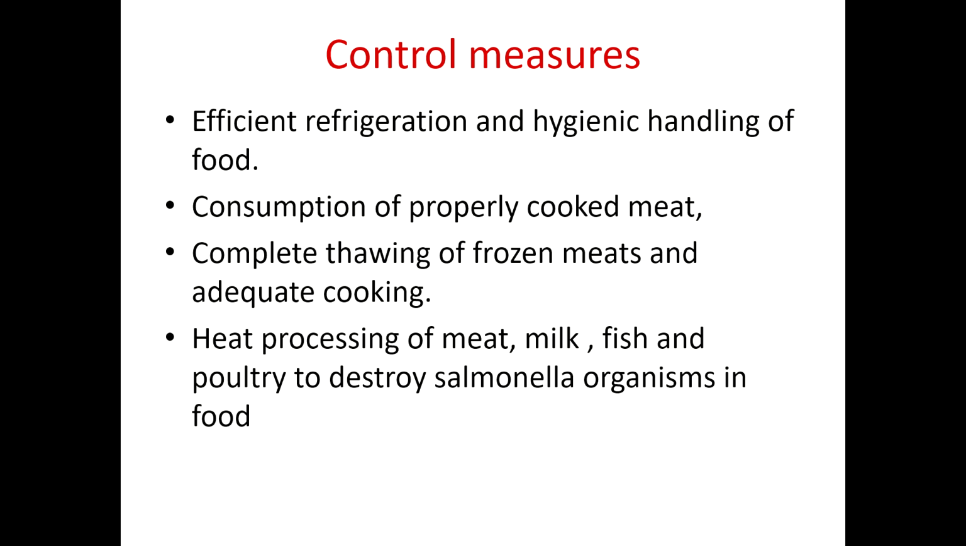Control measures: efficient refrigeration and, most important, hygienic handling of our food, the consumption of properly cooked meat, complete thawing of frozen meat and adequate cooking, and heat processing of meat, milk, fish, and poultry to destroy the salmonella organisms in food. That's why pasteurization and hygienic conditions are very important for our food, to maintain our hygiene condition.